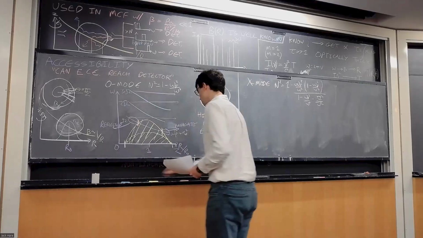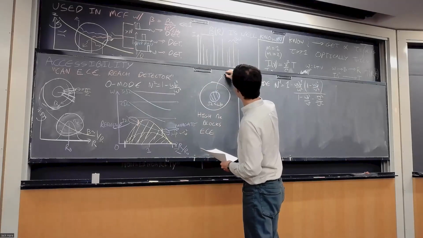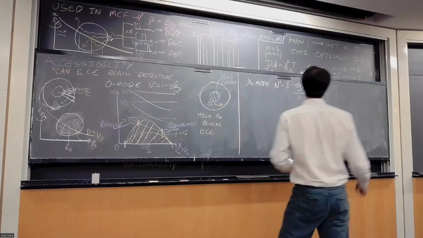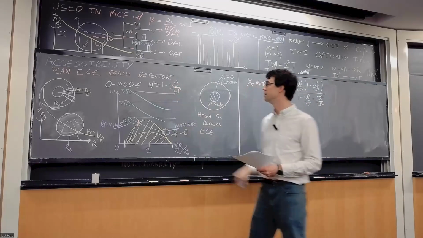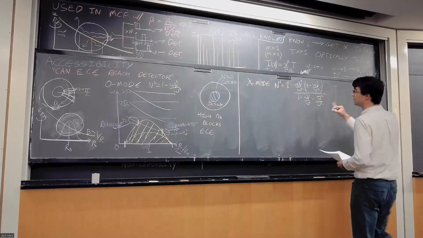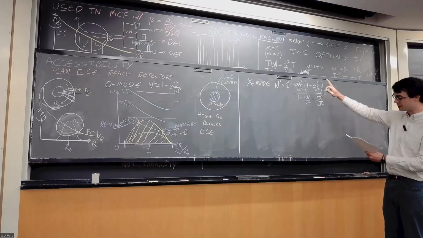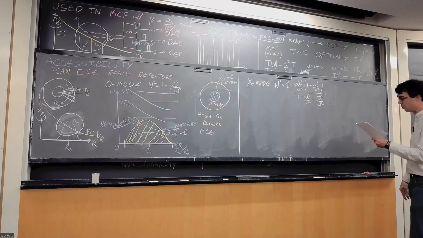Just to remind you, with this simple O mode example, this surface is when n equals 0, and so this is the cutoff. It's pretty obvious that the cutoff in this case is when omega equals omega p squared. What's much less obvious for the X mode is where the cutoffs are. This is a complicated formula.